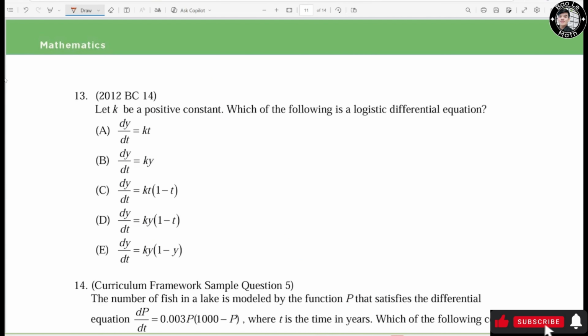Now let's move on to question 13. Let k be a positive constant. Which of the following is a logistic differential equation? We know that the logistic differential equation is given by dy/dt = k times y times (1 minus y divided by L). Looking at the answer choices, only E is correct. This problem is very simple, you just recognize the logistic differential equation.